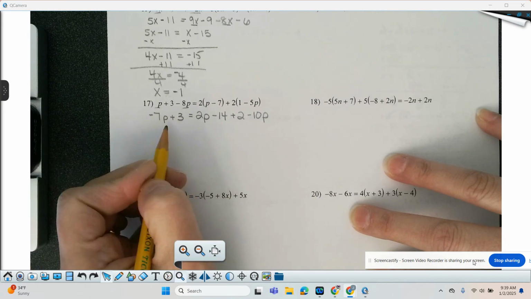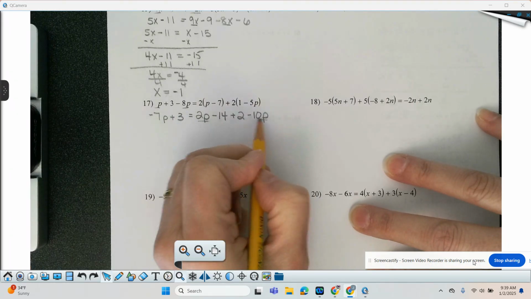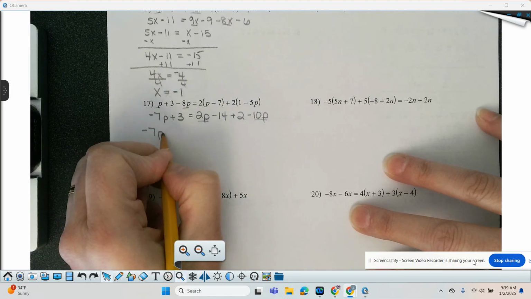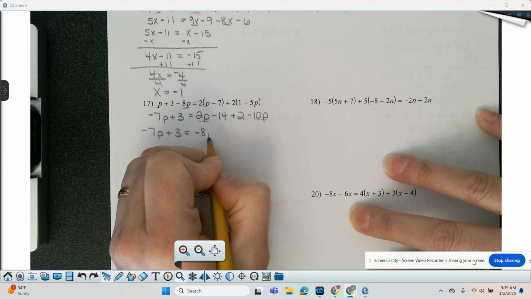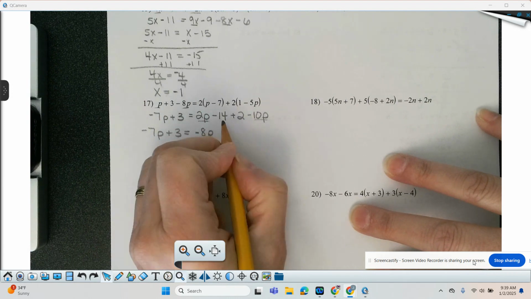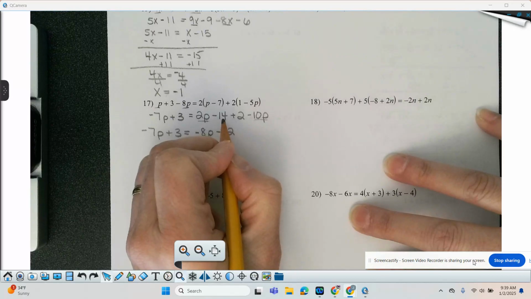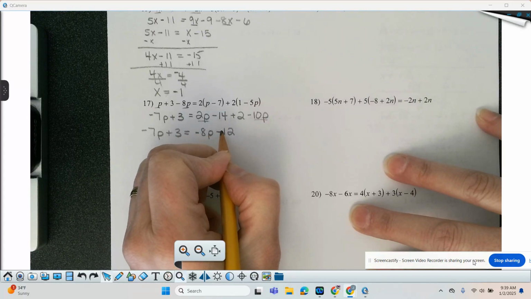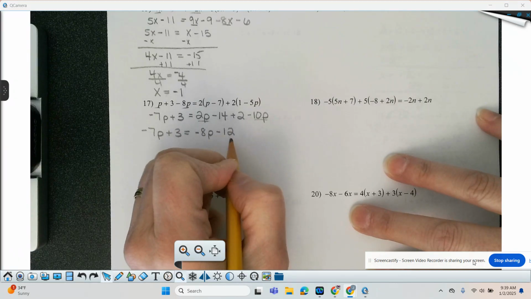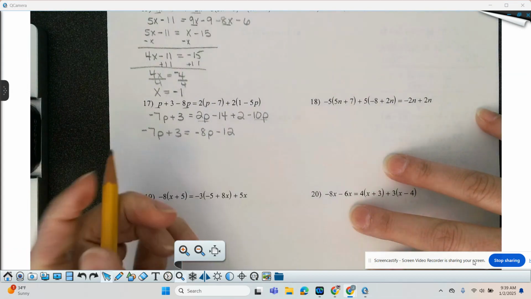Again, nothing I can combine on this side, but I have a 2p and a negative 10p, so that is going to leave me with a negative 8p. Negative 14 with a positive 2 would be a negative 12, because when your signs are different, we're going to keep the sign of the bigger number and take the little one away from the big one. So 14 minus 2 would be 12, but we're keeping the sign of the bigger number. The absolute value, I guess, with bigger number.